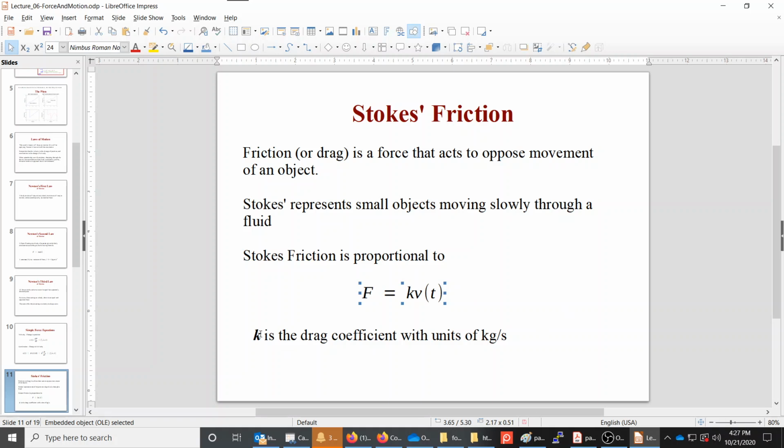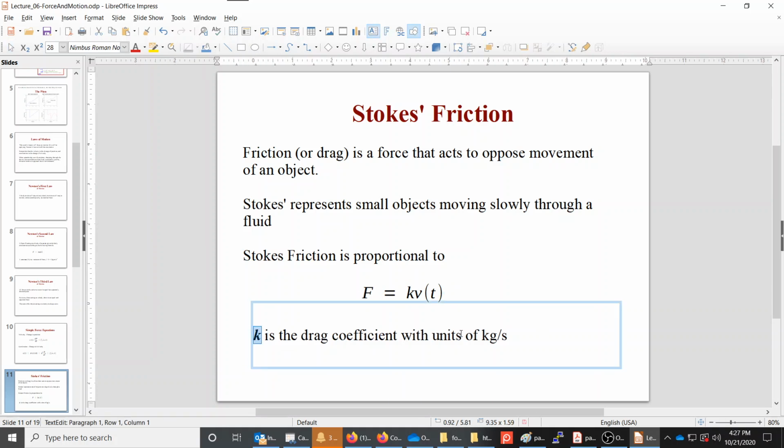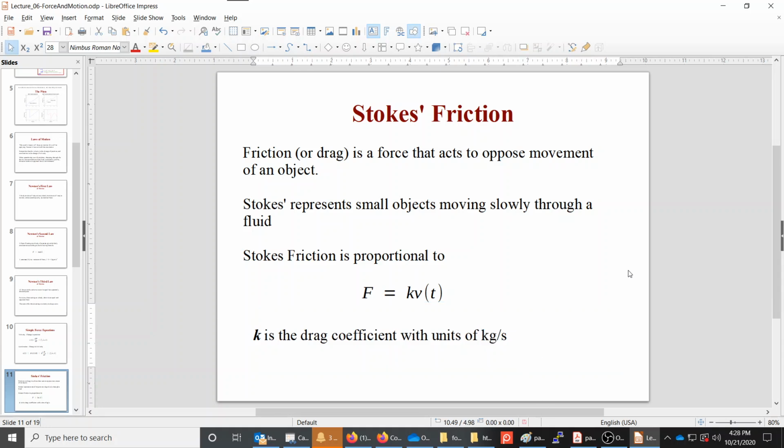And that scalar quantity there is called the drag coefficient, which of course is going to have kilograms in it, and it's going to be per second, all right? And it needs to be that because remember that forces are in newtons, which are kilograms times meters per second squared, and the velocity is meters per second. So when you multiply meters per second times kilograms per second, you end up getting kilogram meters per second squared.